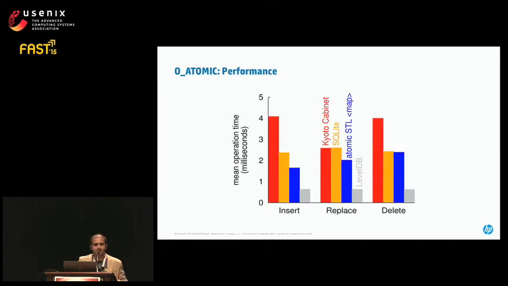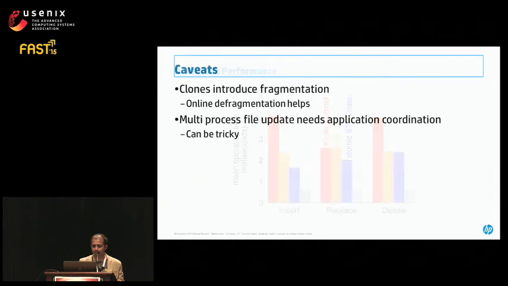So we tested the performance of our implementation against existing key value stores, and I need to mention that we just slid OAtomic under a standard C++ STL map interface and made in-memory modifications and called msync. Our performance is comparable to existing key value stores.